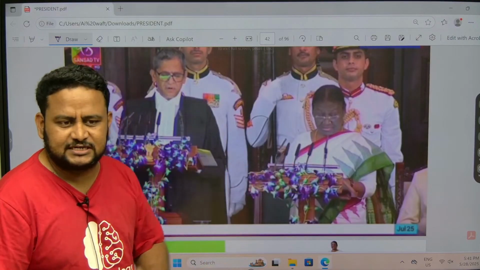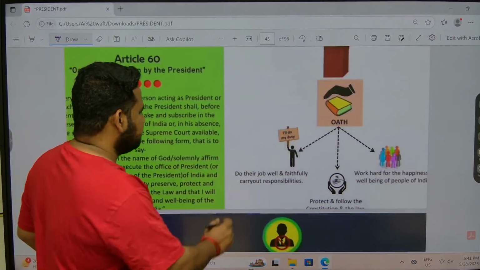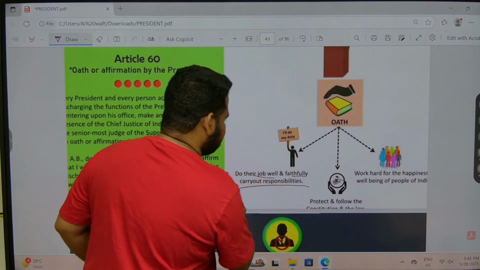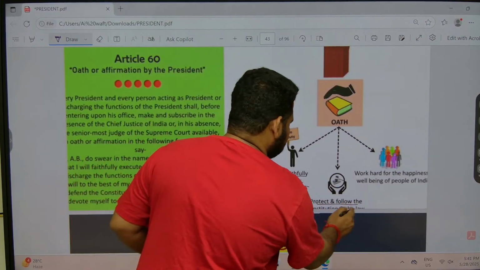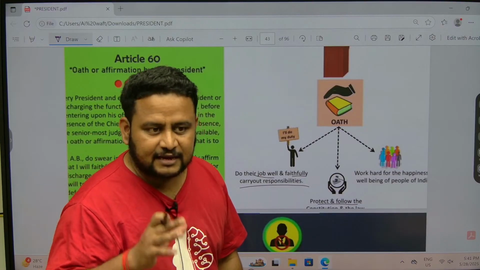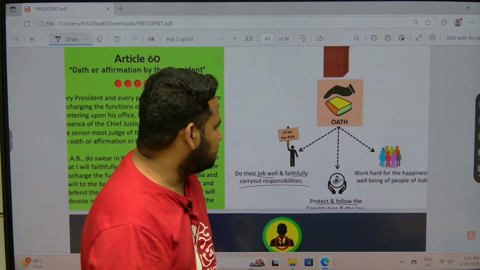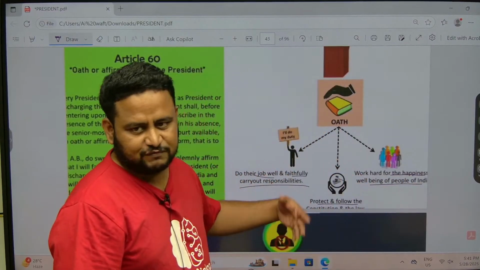Now, what does the president take the oath as? That is very important. See, to do their job well and faithfully carry out their responsibilities. This is one thing. Next, to protect and follow the constitution and the law, and work hard for the happiness and well-being of the people of India. That is the welfare of the people.